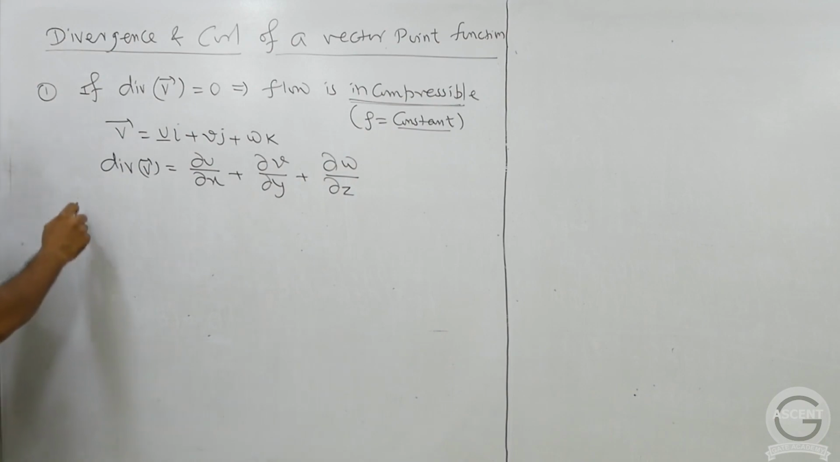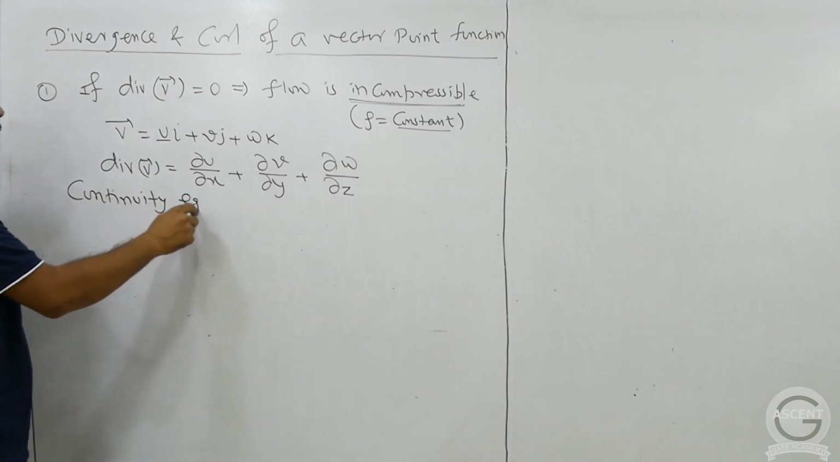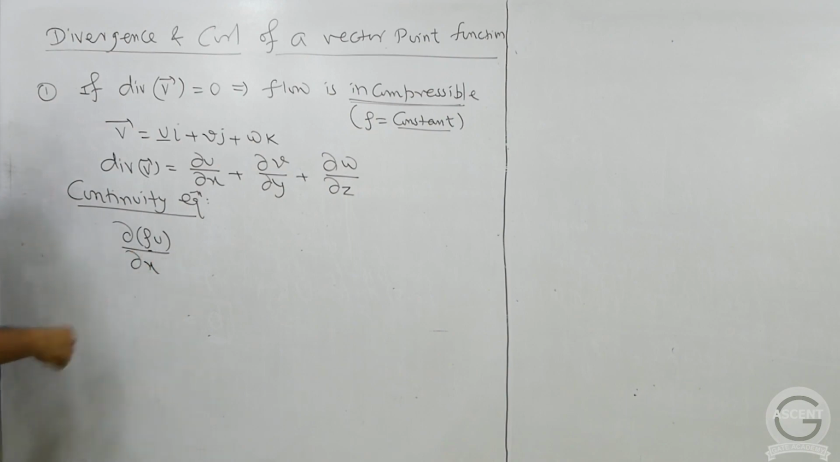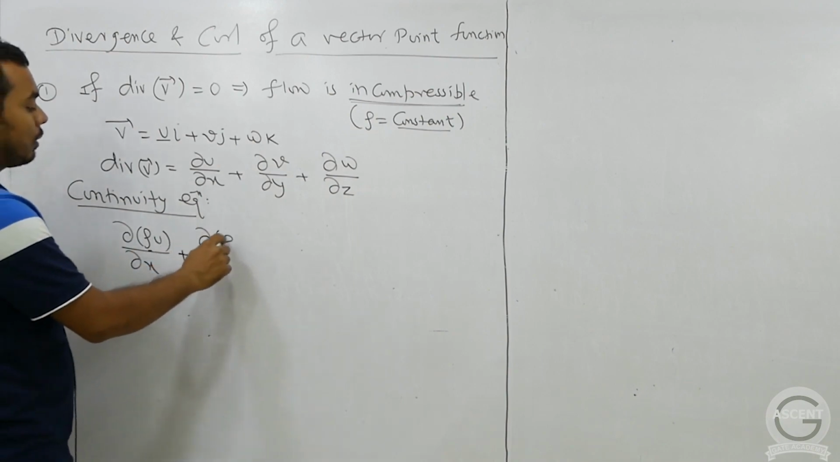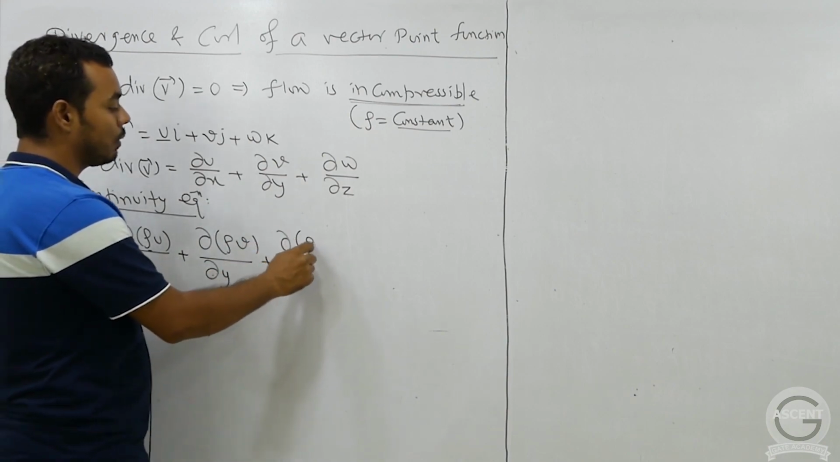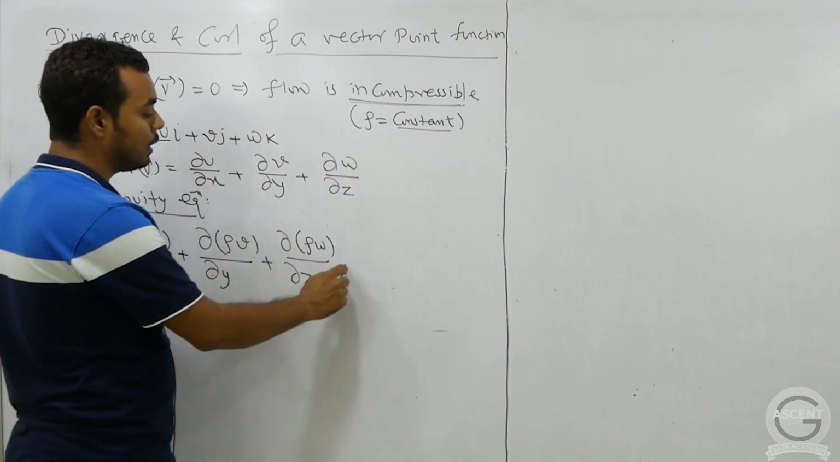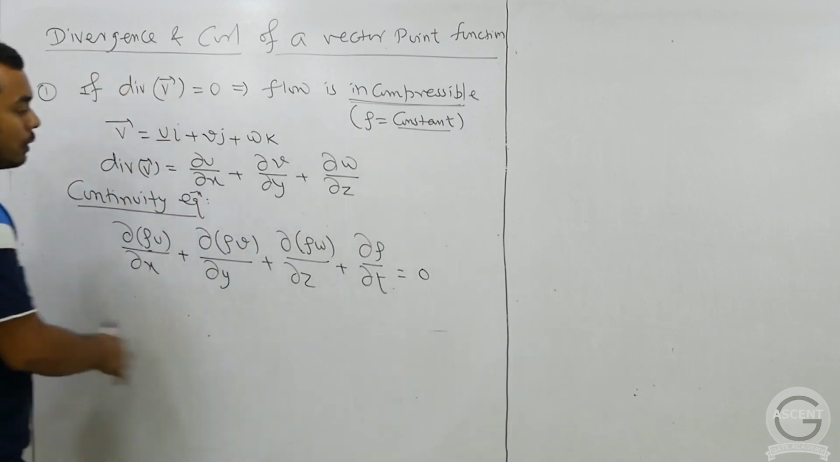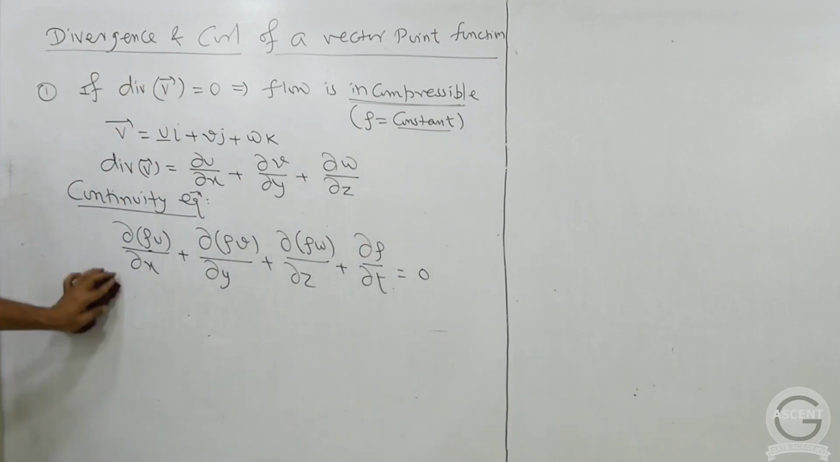Now we all know the continuity equation. Okay, in fluid mechanics you must have learned this continuity equation. So the continuity equation is partial derivative of rho u with respect to x, rho is density, plus partial derivative of rho v with respect to y, plus partial derivative of rho w with respect to z, plus partial derivative of rho with respect to time is 0. This is the continuity equation. So here if you see this relation, if density is constant, then what will happen?